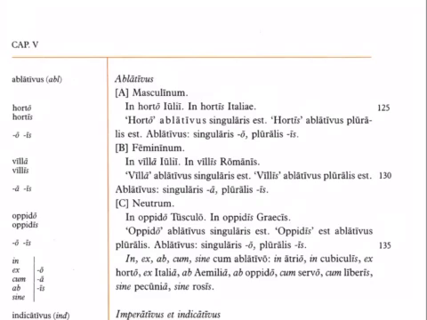So, ablativus, ablative case, masculinum, masculine: in horto Julii, in hortis Italiae, in the garden of Julius, in the gardens of Italy. Horto ablativus singularis est, hortis ablativus pluralis est, ablativus singularis o, pluralis is. So essentially this is telling us we have an ablative case. The masculine singular ending is o, and the masculine plural ending is is.